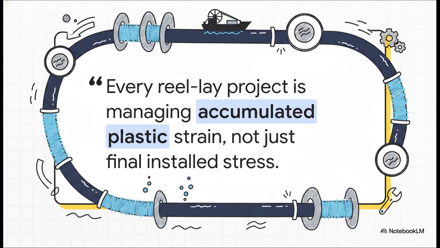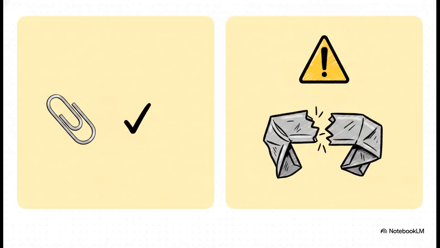Here's what a lot of people miss. Every relay project is managing accumulated plastic strain, not just the final installed stress. The pipe has already been bent and straightened before it ever touches the water. This severe mechanical handling drastically alters the pipe's structural integrity before its operational life has even begun. Think of it literally like a standard metal paperclip. If you bend a paperclip slightly just once, it springs back fine. No lost structural integrity. But if you bend it, then unbend it to straighten it, and then apply a load to it, you are spending down the material's fatigue life.